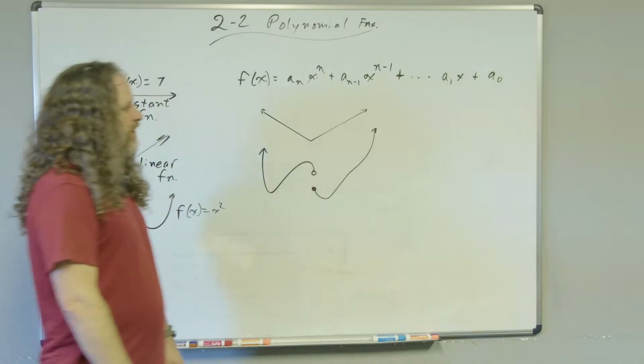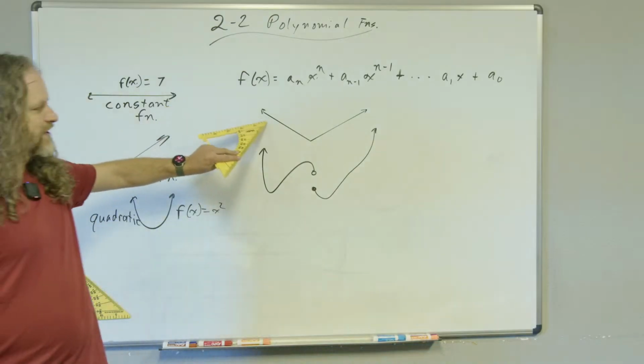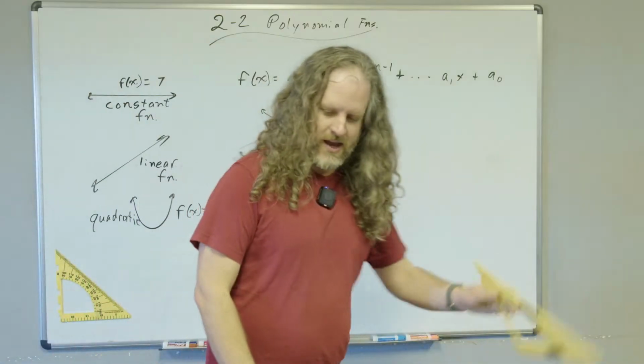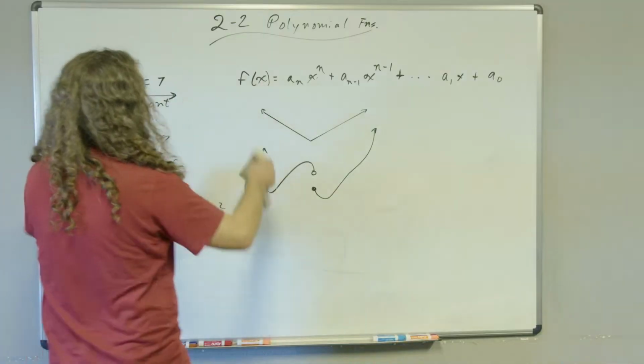What about that one? No. That's a piecewise function. So polynomial functions are continuous throughout, right? Not like that one. That one's not continuous. Neither was that one. Great. Now, let's get some vocabulary from this.